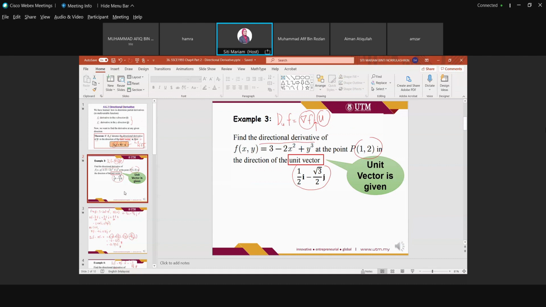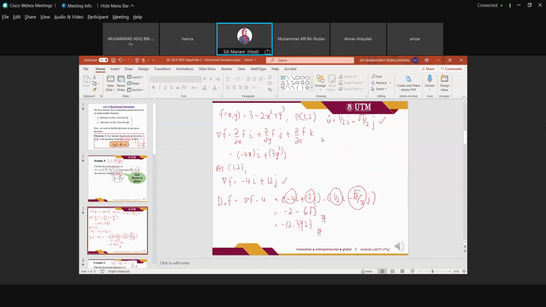Okay, example three. The function is already given, at point 1, 2. So you need to find grad f, and also the unit vector is given. So you just use this one. After you find the grad f, then you dot product with the unit vector. Okay, so basically this is the solution for example three.